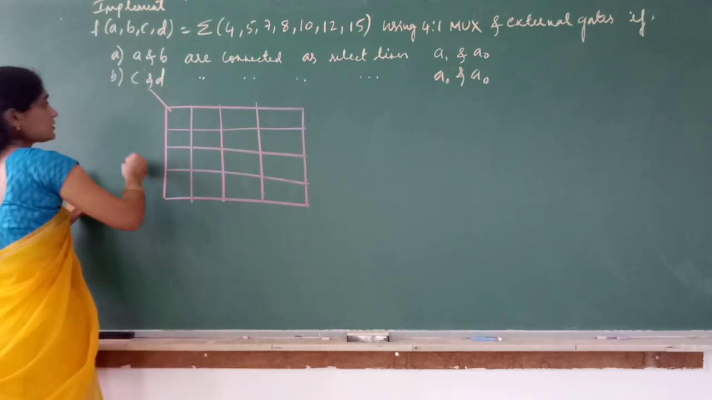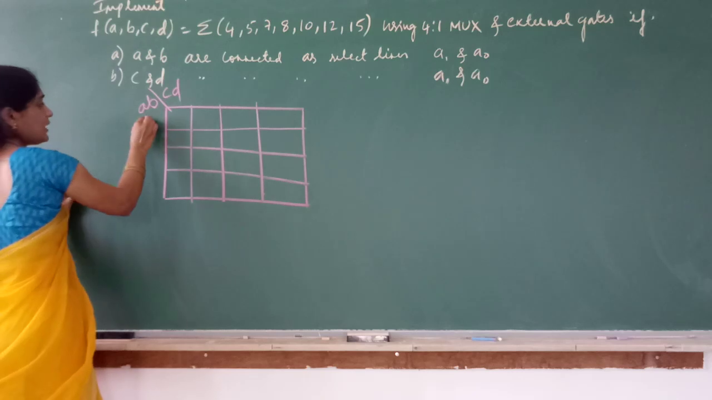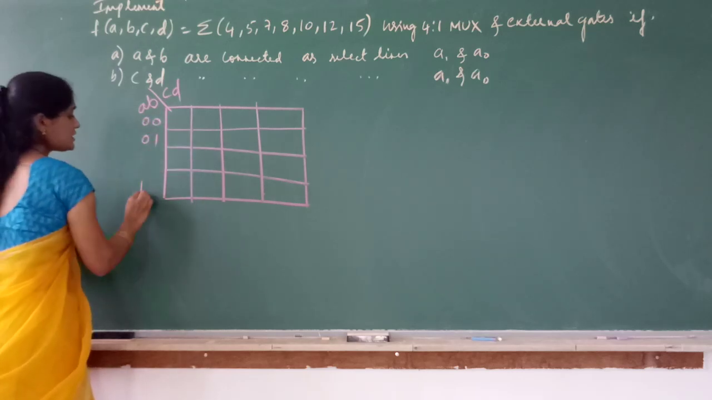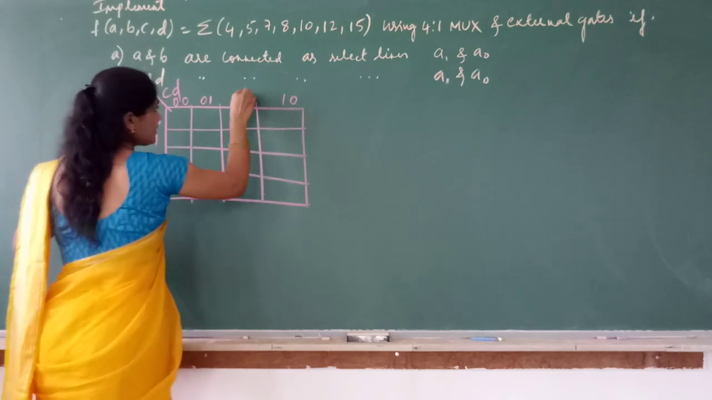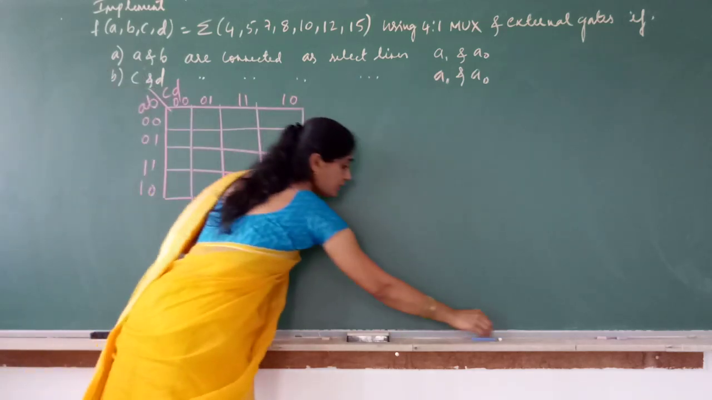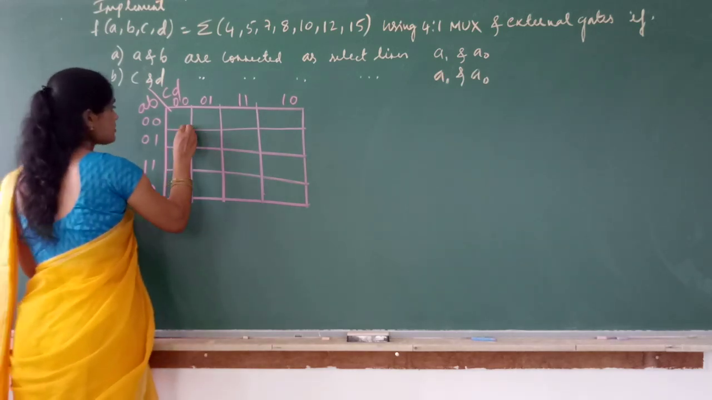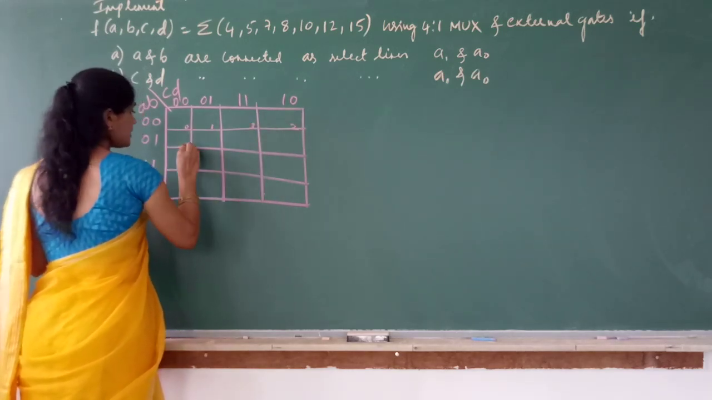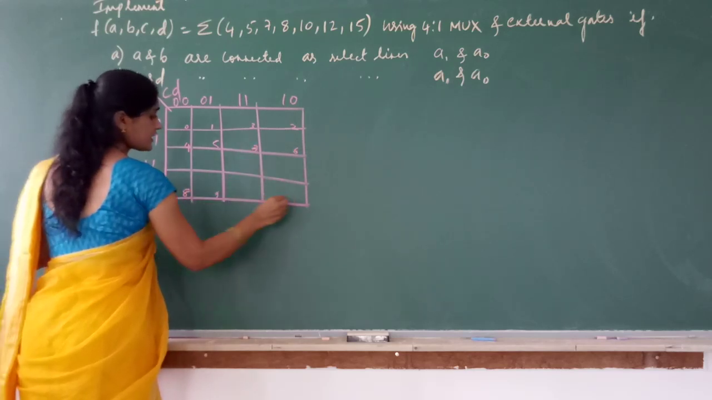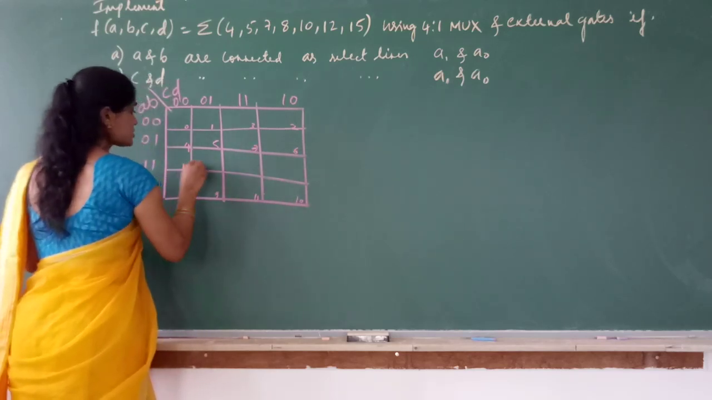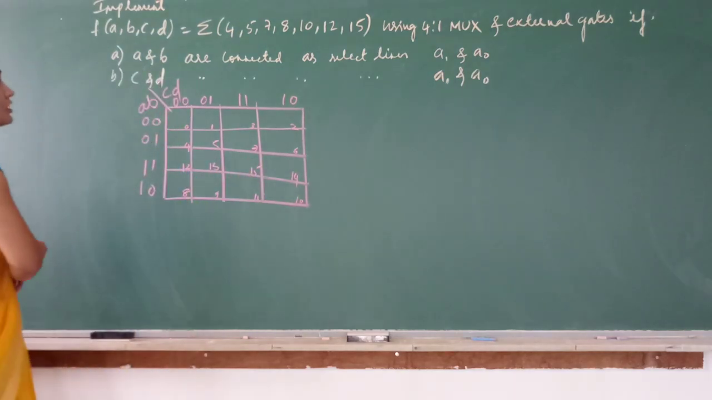Okay. So I take A, B and C, D this side. A, B: 0, 0, 0, 1, 1, 0, 1, 1. C, D: 0, 0, 0, 1, 1, 0, 1, 1. Okay. So now write the min terms. First name the cells 0, 1, 2, 3, 4, 5, 6, 7, 8, 9, 10, 11, 12, 13, 14, 15. Correct?